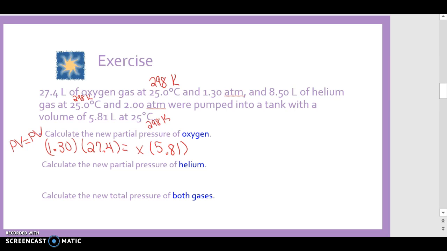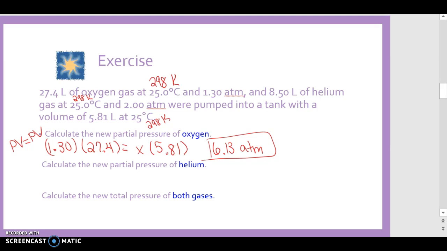I think you could have also used PV equals nRT. I think it would have taken just a little bit more. You could have solved for moles initially and then put it into PV equals nRT again with the new volume, if that makes sense. 6.13 ATM.